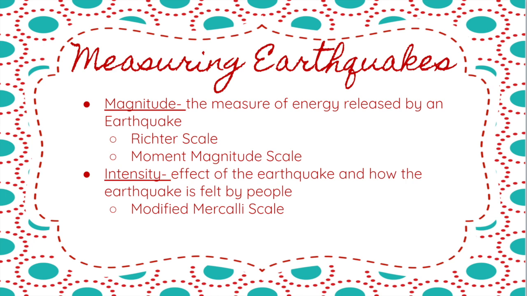Now, intensity is how it's affecting here on Earth. How does it affect our buildings? How does it affect our people? That is the intensity level. And the intensity level is called the modified Mercalli scale. Easy for me to say. Modified Mercalli scale. And this is where you're going to see like the 1, 2, 3, and they assign a number to the intensity of the earthquake. But it does not measure any kind of amount of energy that earthquake is releasing. To measure energy, you have to measure the magnitude. To measure how it affects Earth and the structures on Earth, you're going to measure the intensity of the earthquake.